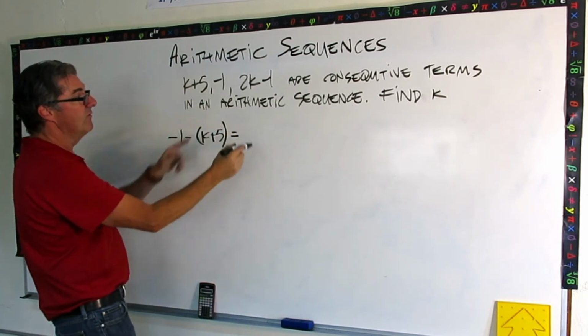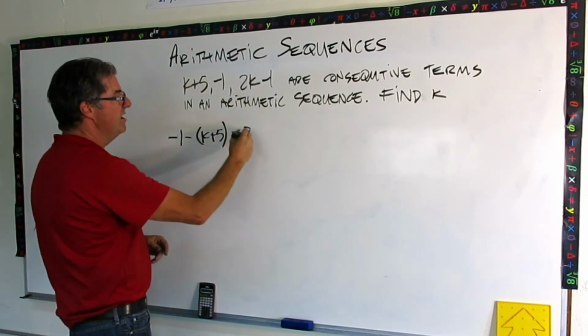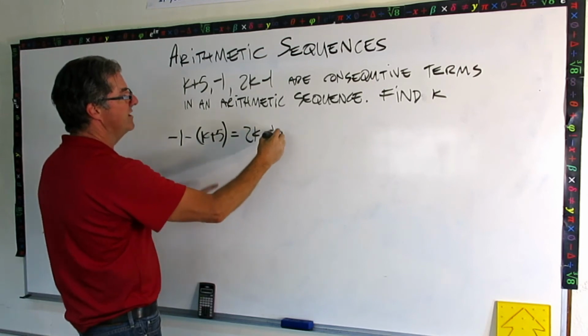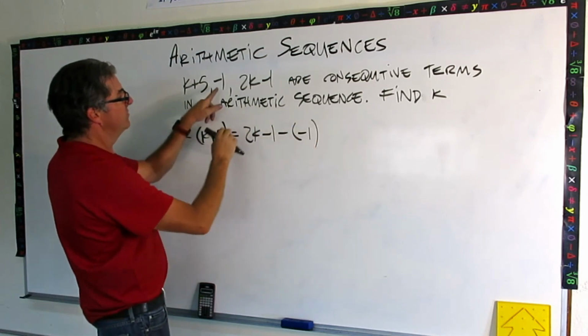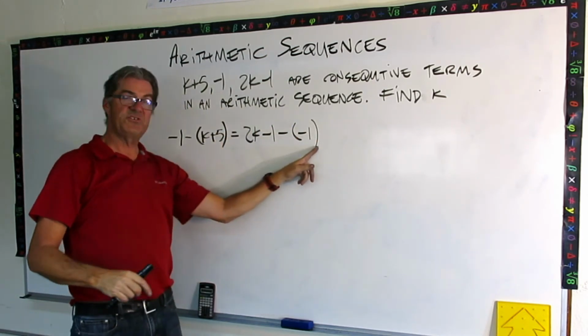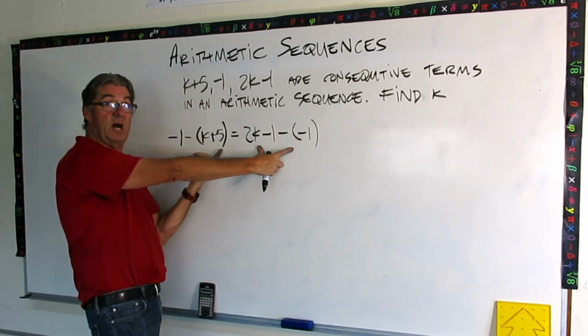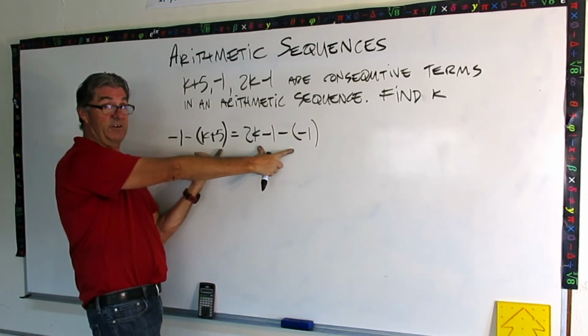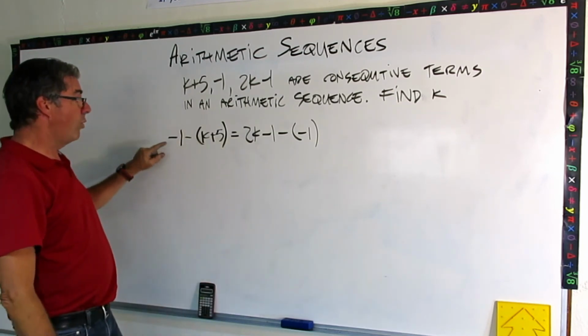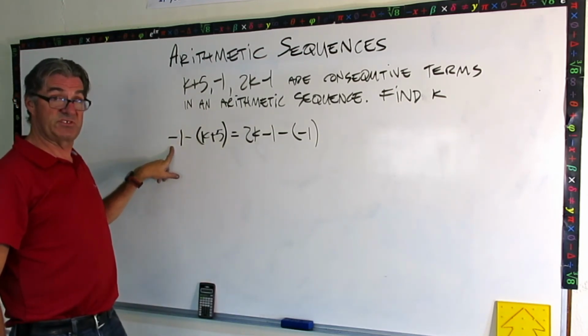Now we can do this over here as well. We know that 2k minus 1 minus negative 1, which is the second term, is also equal to the common difference. So since both these expressions equal the common difference, they equal each other. Now we have one equation with one variable and we can solve that for k.